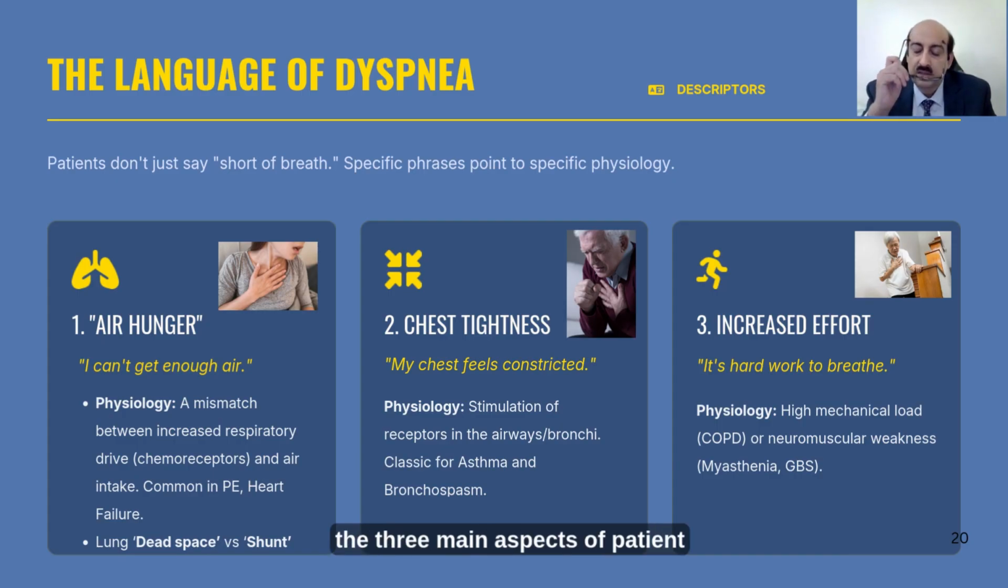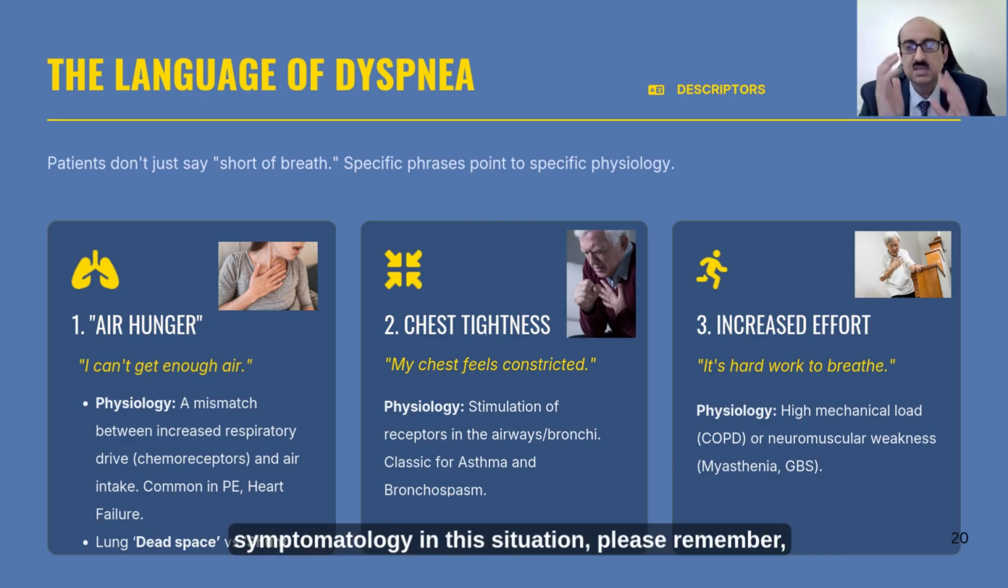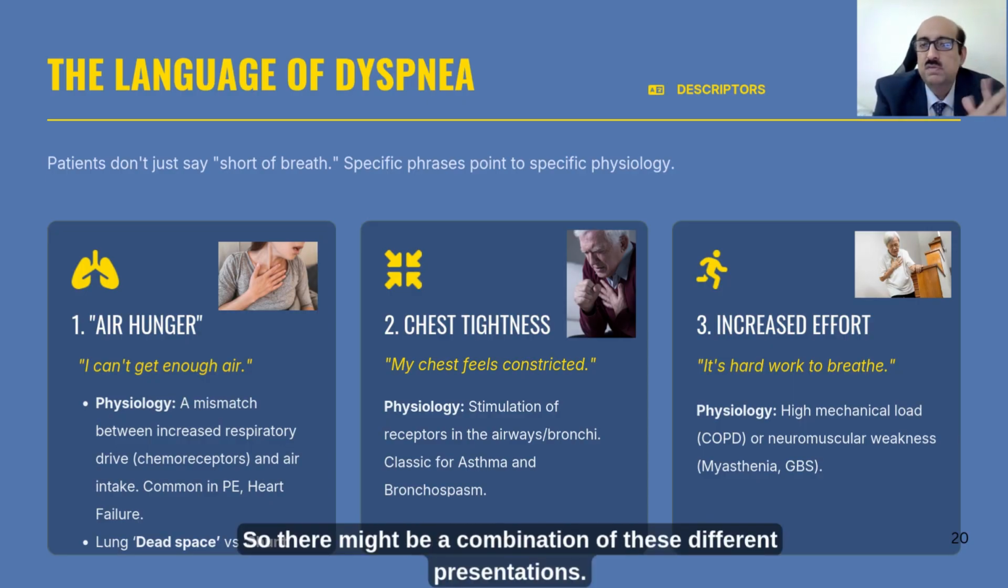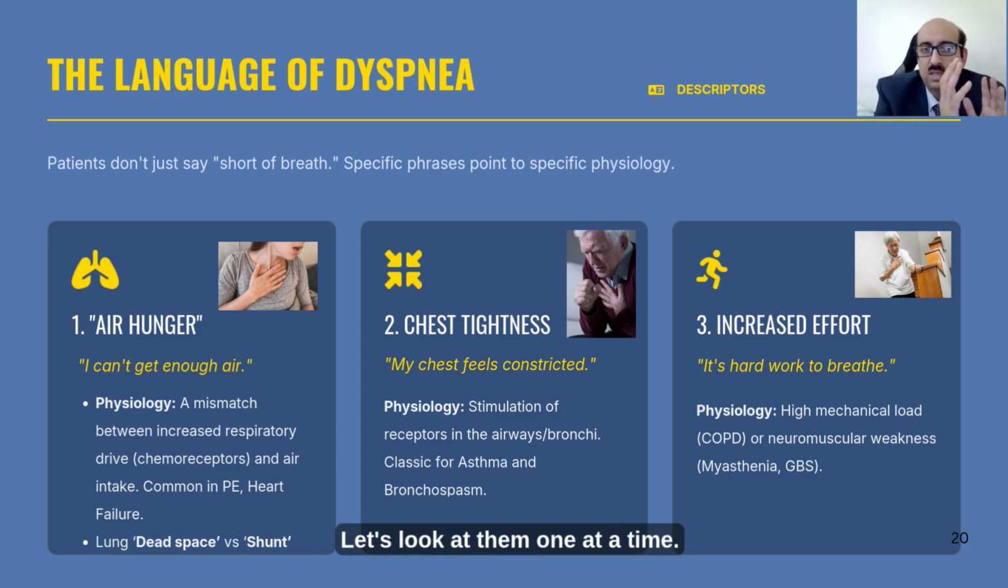Now, the three main aspects of patient symptomatology in this situation, please remember, these are air hunger, chest tightness, or increased effort. So there might be a combination of these different presentations. So let's look at them one at a time. When it's air hunger, the patient means I cannot get enough air. So that's what they would describe. I'm literally hungry for air to get into my chest or the lungs.